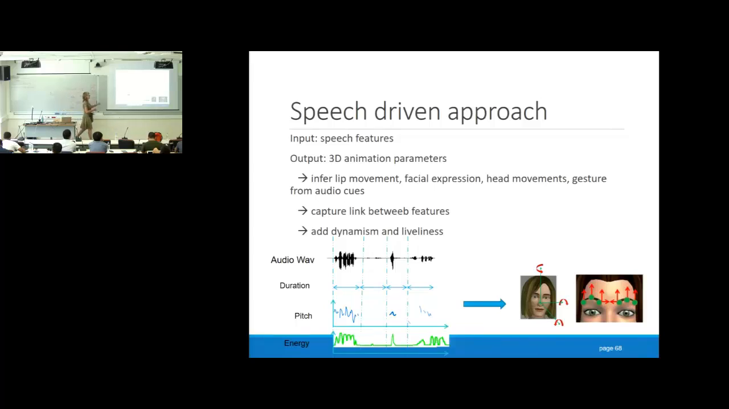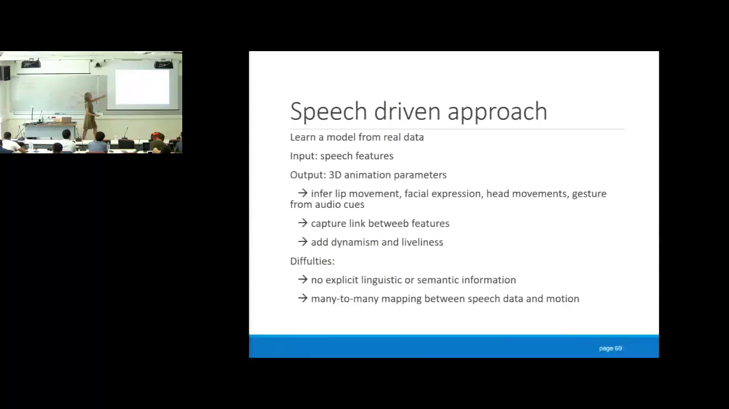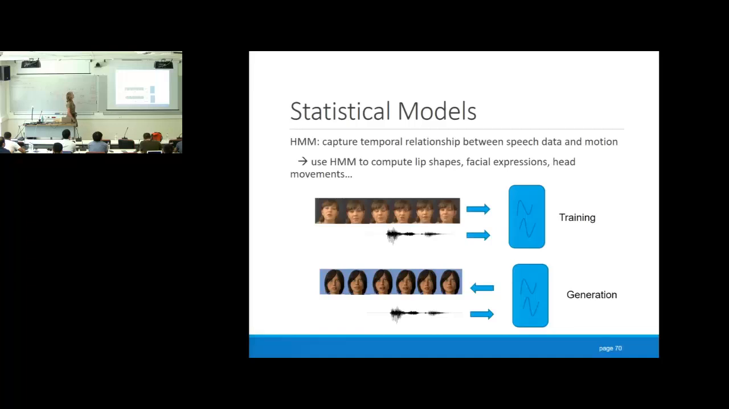Using this approach allows us to have much more dynamism because at every point we compute what should be the value of the head movement or the eyebrow movement or a gesture. But you also have a bit less control now. The difficulty is that we have no explicit linguistic or informative information, and also there are many mappings between speech data and the motions. So the way we're going to do it is that we have the speech and human data, we train the models, and after we generate. Given the speech as input, we generate the motion onto the virtual agent.